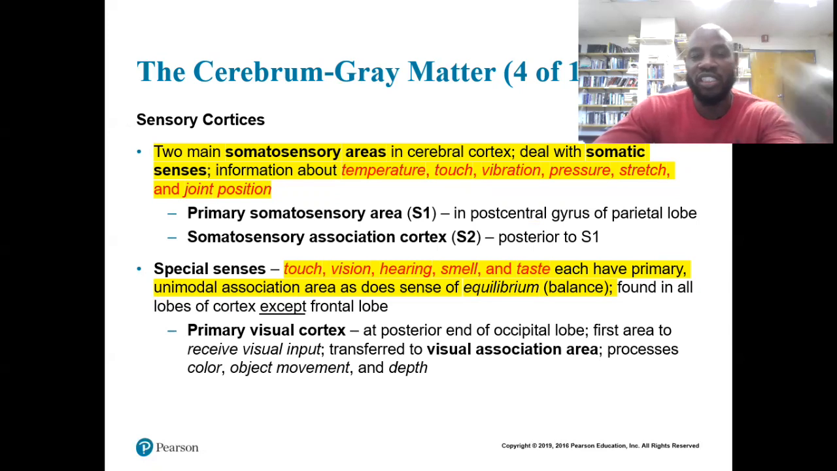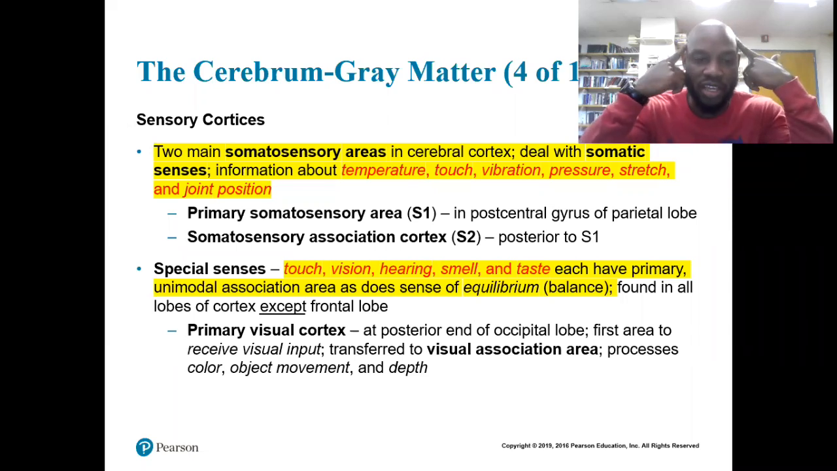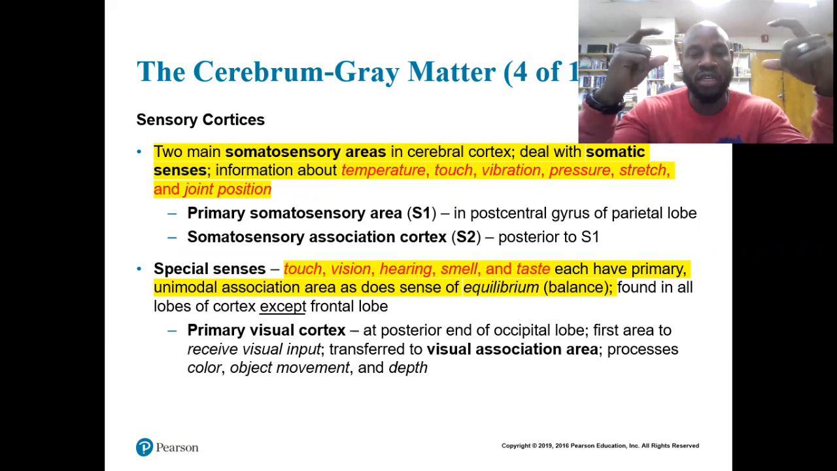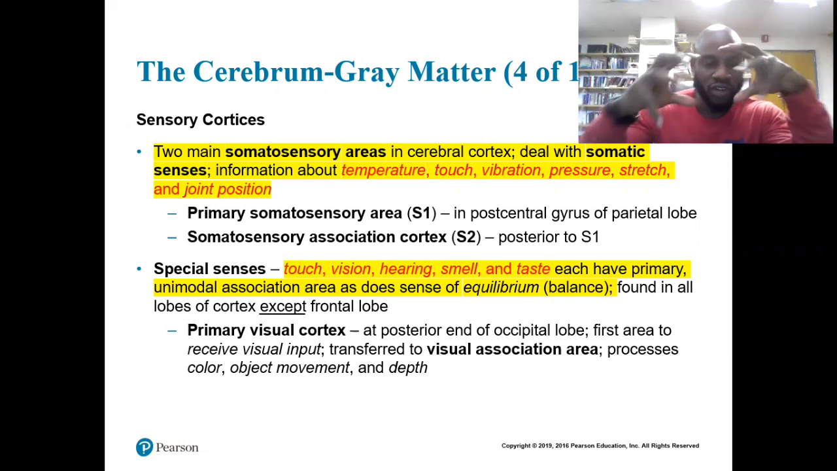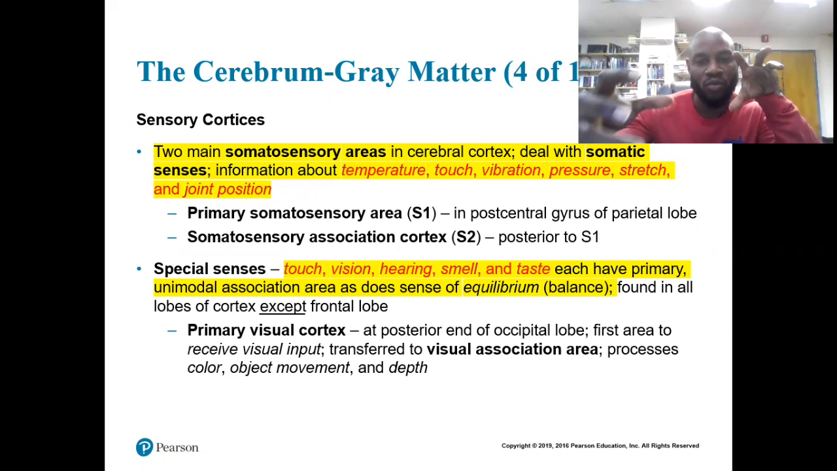Then you have special senses. We have a whole chapter on special senses, chapter 15, where we deal with touch, vision, hearing, smell, and taste, these special senses, which have a unique area in the cortex, the top layer of the brain, that help integrate and figure out these special senses.